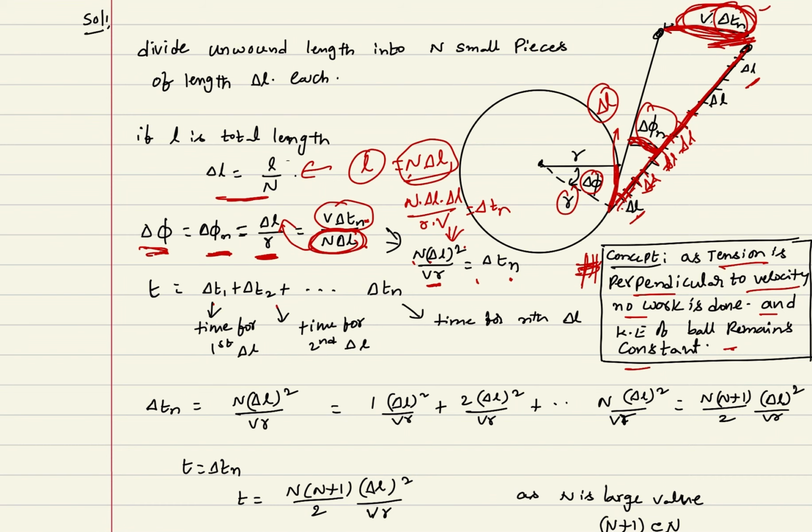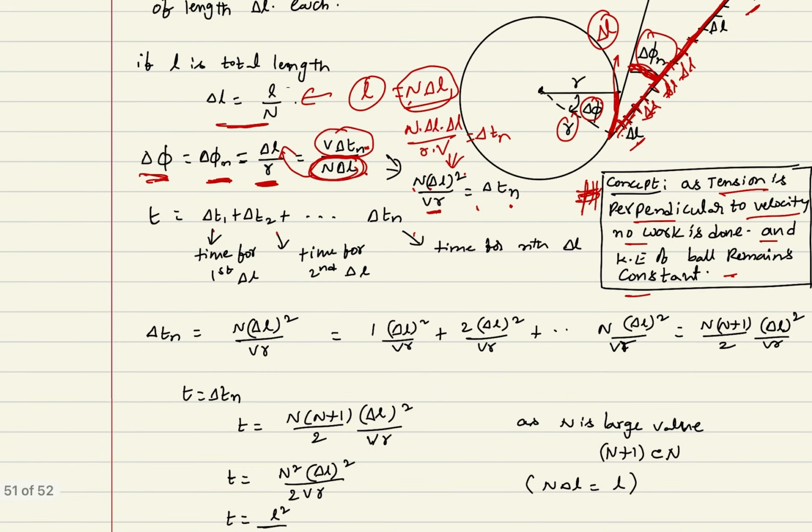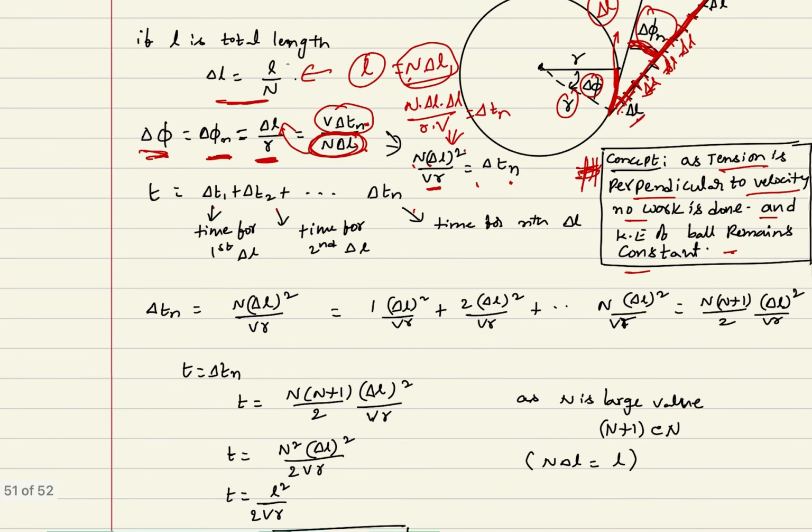Okay, now my total time taken, I am writing delta T1, delta T2, delta Tn, and so on, for all nth parts. What are the delta theta values? We can see from this relation, n into delta L whole square divided by Vr. I am writing now: first part, n is equal to 1. Second part, two lengths, 2 into delta L square. The nth part, n into delta L square divided by Vr, that is delta theta n.